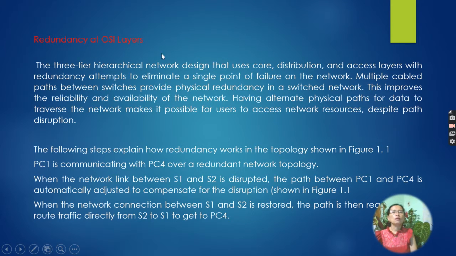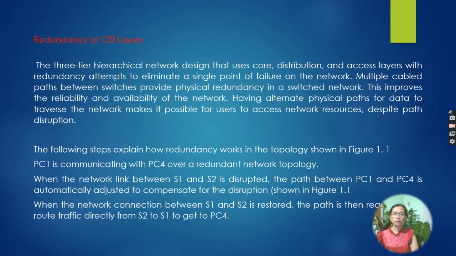Redundancy at OSI layers. The three-tier hierarchical network design that uses core, distribution, and access layers with redundancy attempts to eliminate a single point of failure on the network. Multiple cable paths between switches provide physical redundancy in a switched network. This improves the reliability and availability of the network. Having alternative physical paths for data to traverse the network makes it possible for users to access network resources despite path disruption.